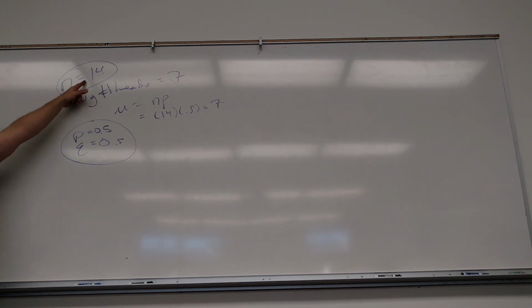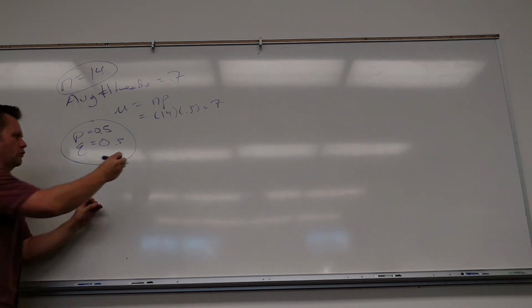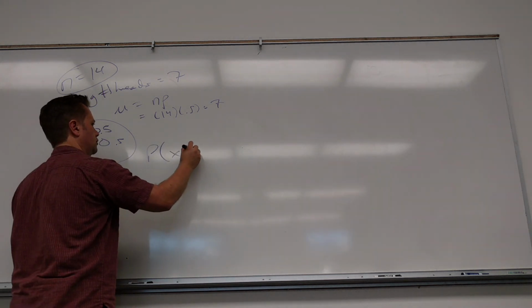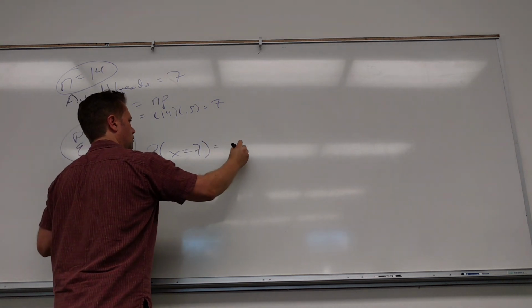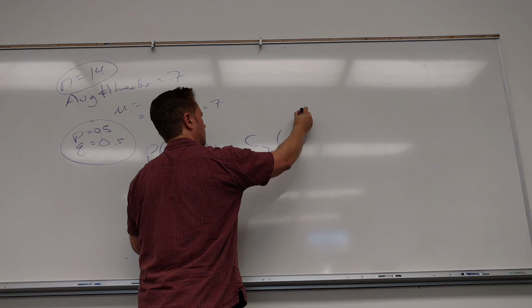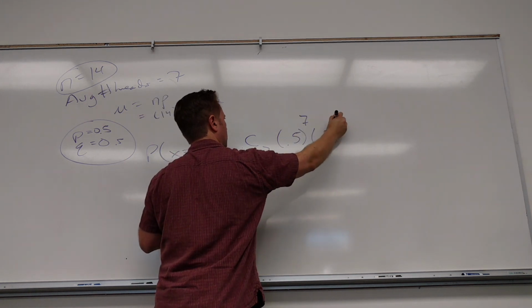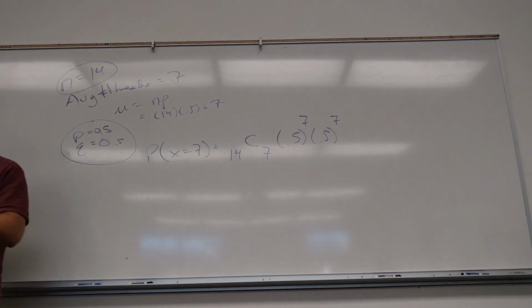I'm doing a certain number of trials. Probability of success, probability of failure. So what would that formula look like? You started saying it, Dean. 14C7. Yeah, 14 choose 7, times 0.5^7 times 0.5^7. I like it.